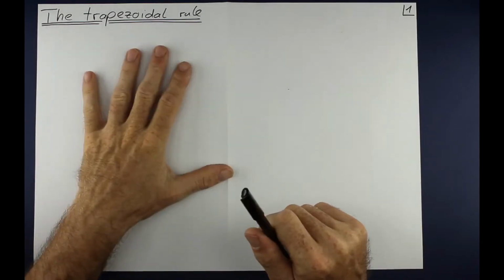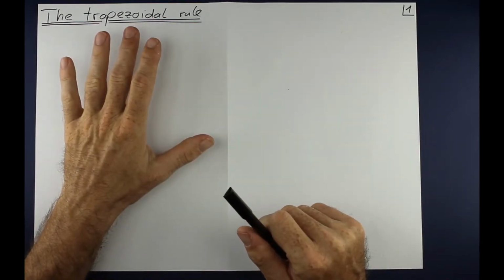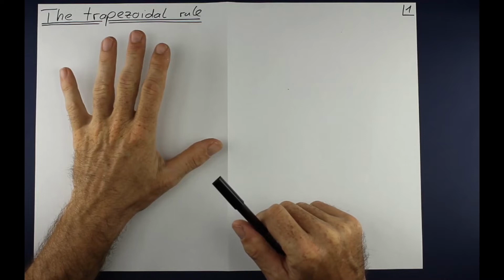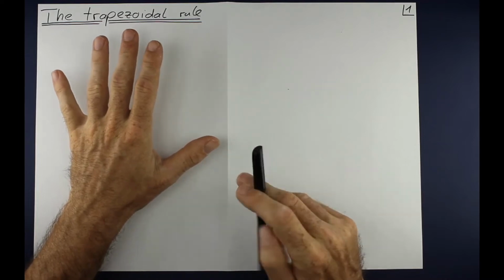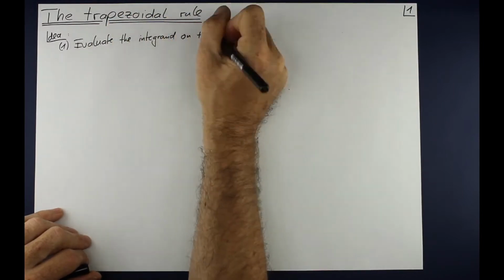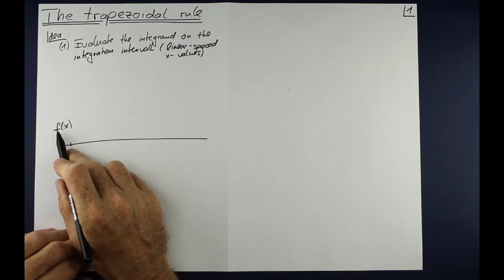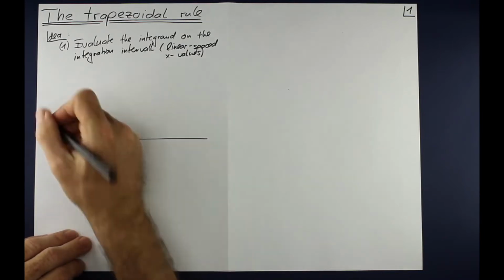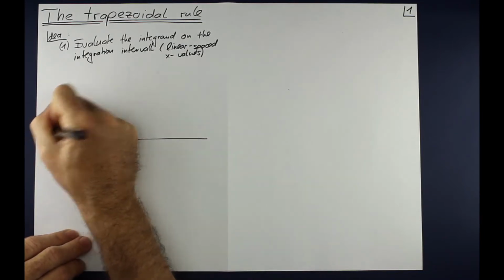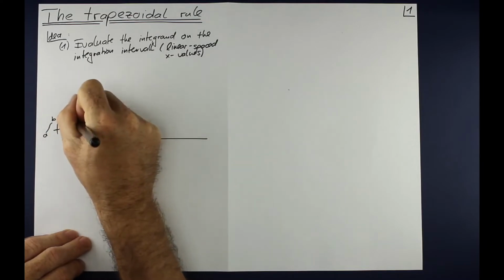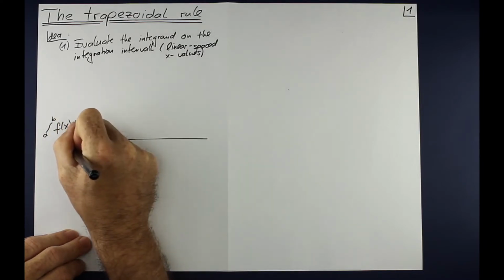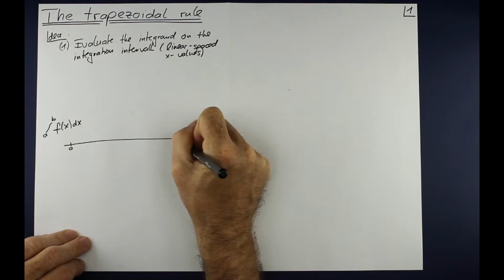Let's talk about the trapezoidal rule, which is our first idea for how we can do the integration. What is the idea? We have a function f of x, which is the integrand, and we want to integrate on the interval a, b. This is a and this is b.